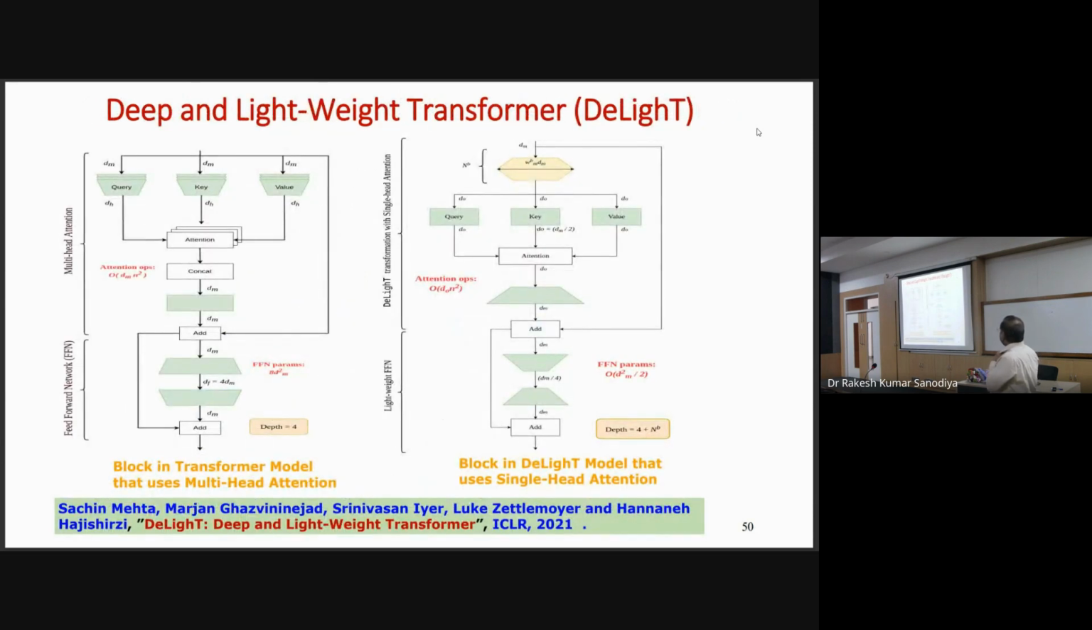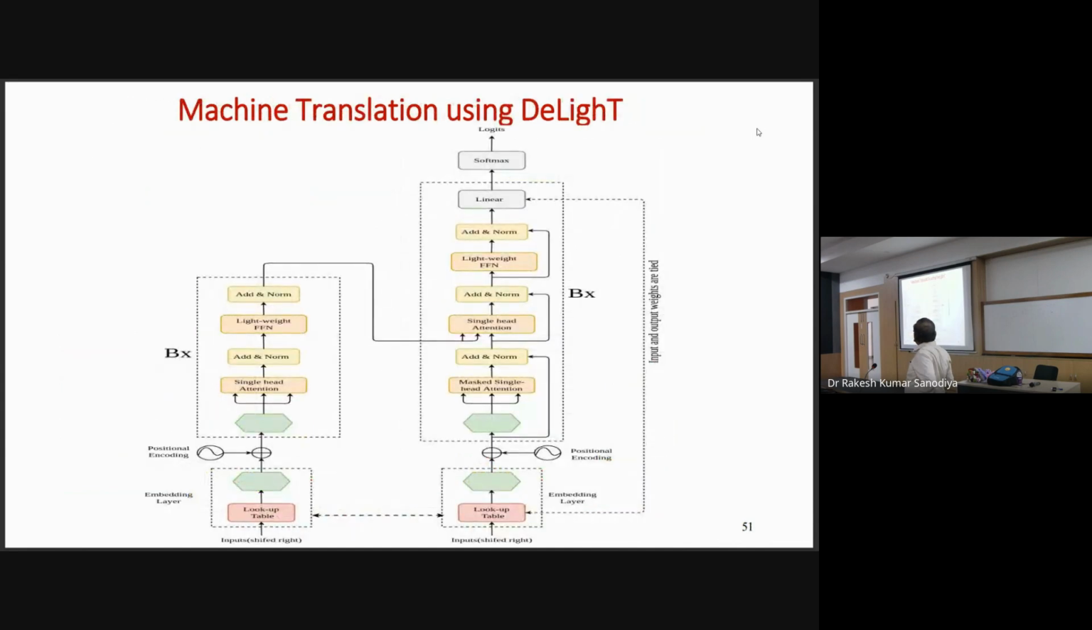And there is also some work done on how to reduce the number of parameters in the transformer model, right? So there is a model called the DeLighT model, which stands for deep and lightweight transformer, which instead of using multiple heads, tries to build a whole system using a single head, but maybe a larger transformation size. Okay. Again, those who are interested can refer to this paper. And there's a paper on machine translation using this DeLighT.